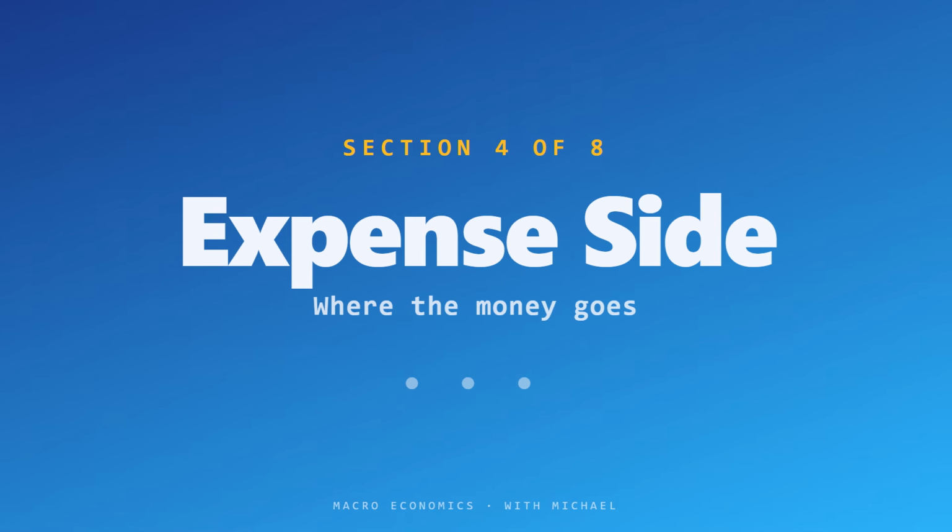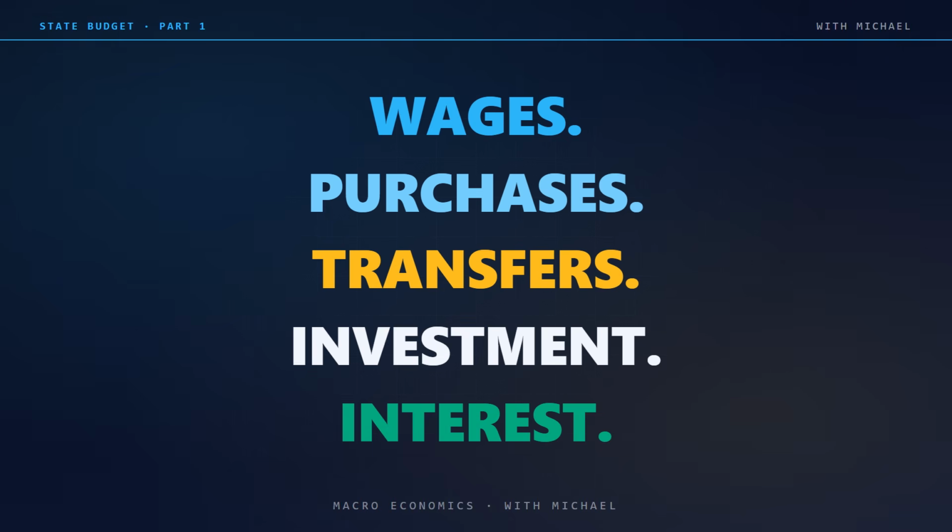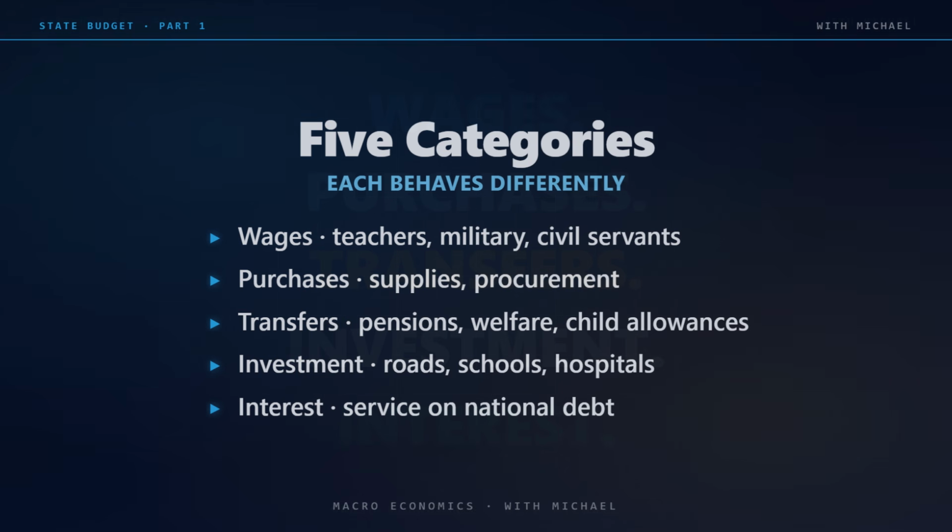Section 4. The expense side. What does the government spend money on? The biggest category in most countries is wages and salaries of public employees, teachers, healthcare workers, military personnel, police, civil servants. This is one of the largest single line items in any government budget. The second major category is purchases of goods and services for government operations, supplies for schools and hospitals, road maintenance, military procurement, office expenses. The third category is transfer payments, pensions, unemployment benefits, welfare, child allowances.